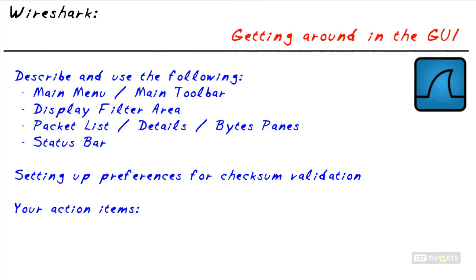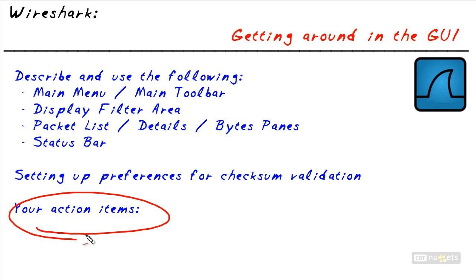In this video, we've discussed and demonstrated a few of the graphical user interface areas inside of Wireshark. We also took a look at modifying one preference in Wireshark regarding checksums. So here, my friend, are your action items. These are really simple and very important.